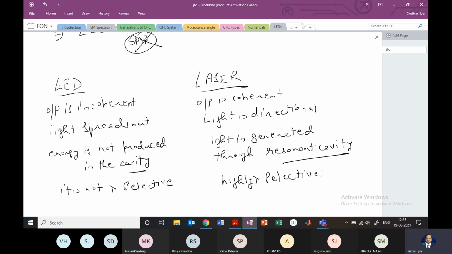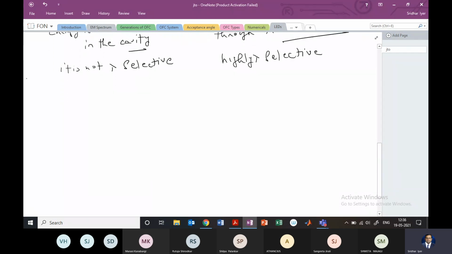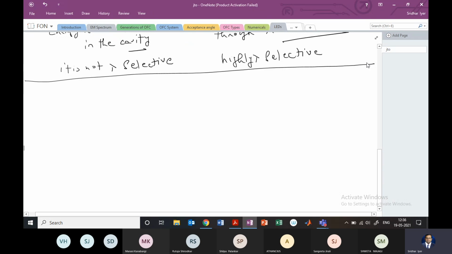So before we go into the LEDs and their structure, and the laser and its structure, we need to understand a few basics of semiconductors, right? The basics of the semiconductor and how they operate. So this will be like a revision for you from lower semesters, but we need to know them to understand how the laser and the LED are going to operate.